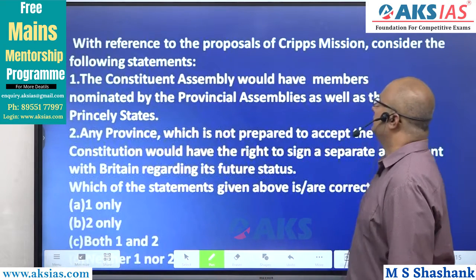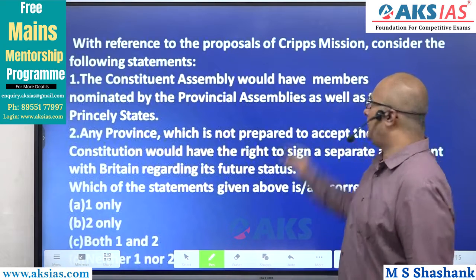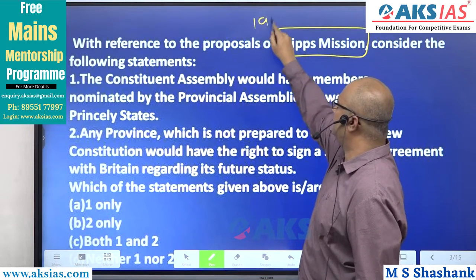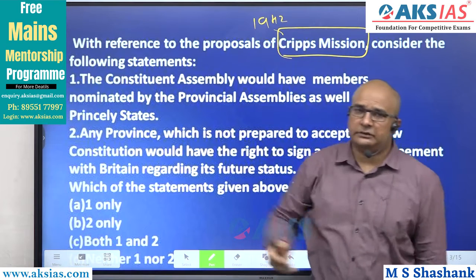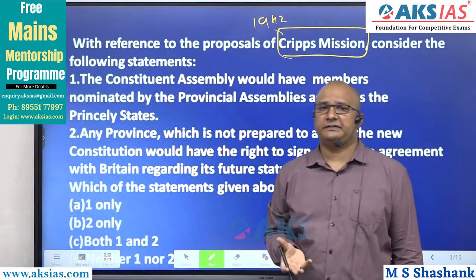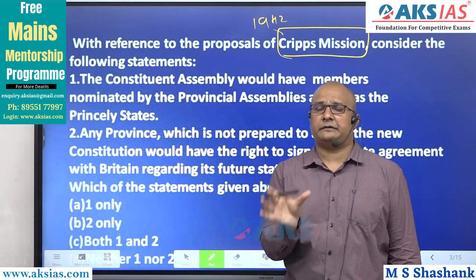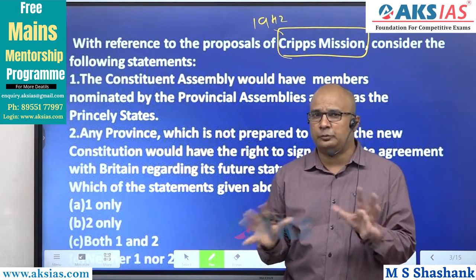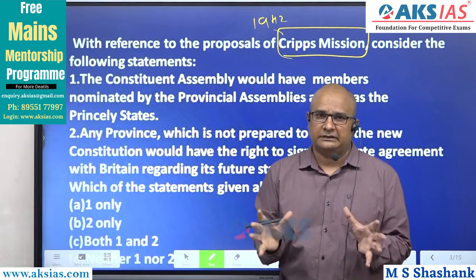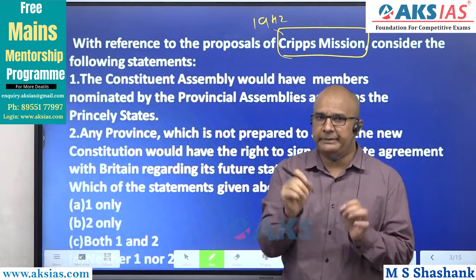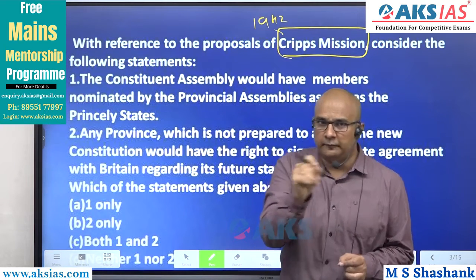Next, again another question from modern India, Cripps Mission, coming from 1942. Any student who has taken his preparation seriously knows that the 1940s of modern India is a period of too much turbulence. Too many events were happening, and one has to be very particular about the words.